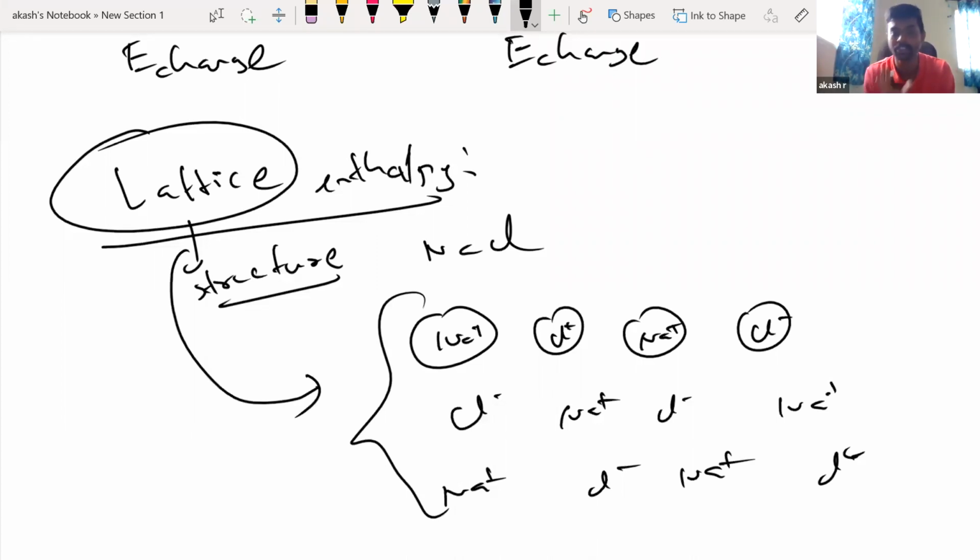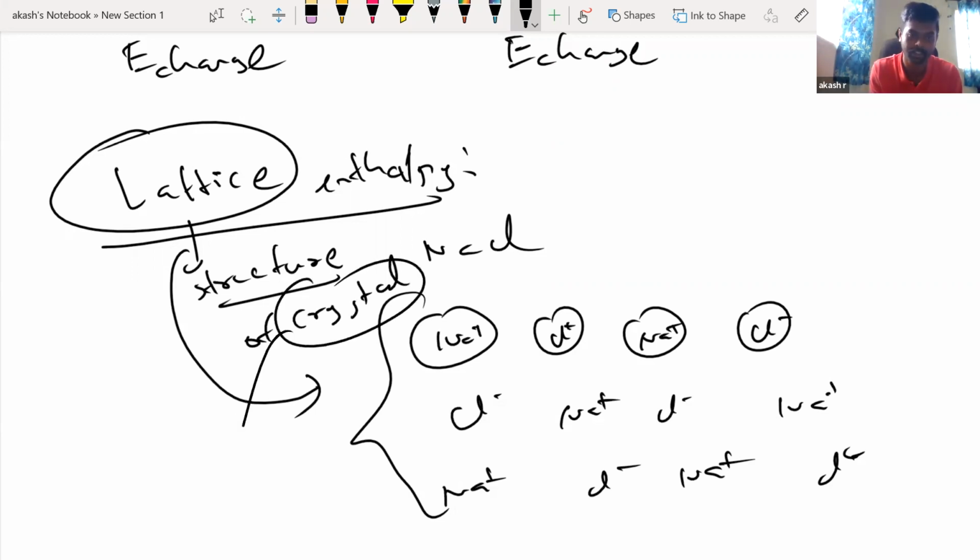Lattice is nothing but the structure of the crystal. We generally talk about lattice only for crystals, ionic solids. Whenever we say crystal, it is generally going to be ionic solids, because only salts will form crystals, is it not? Ionic salts only form crystals. So the structure of the crystal is what we mean by lattice.